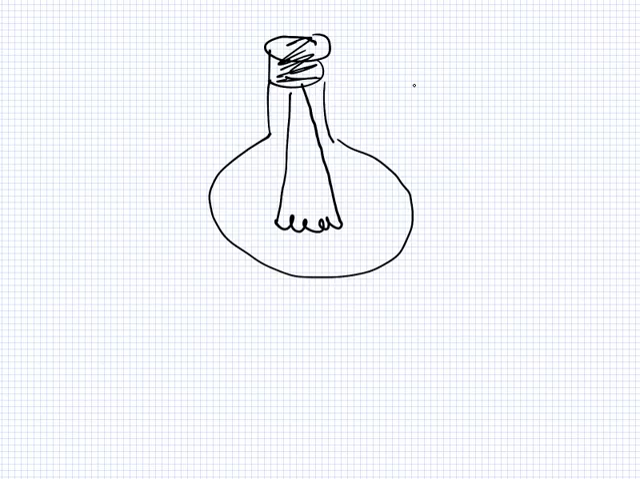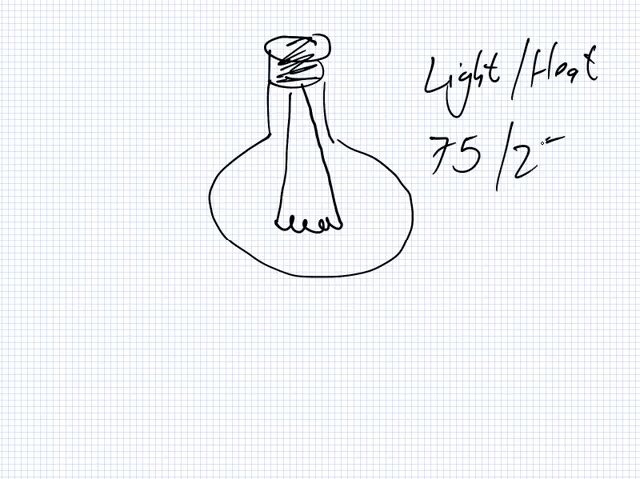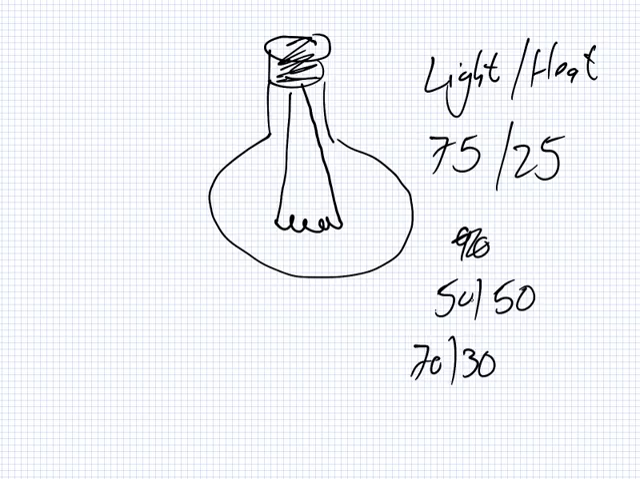75, 80. So you're saying light and heat, you're going with 75, 25. And you said 90, I'll go with 50. 50, okay. Anyone else? 70-30. 90-10. 80-20. Okay, anyone else? No? Okay. All of them are wrong. The true answer is, ready?